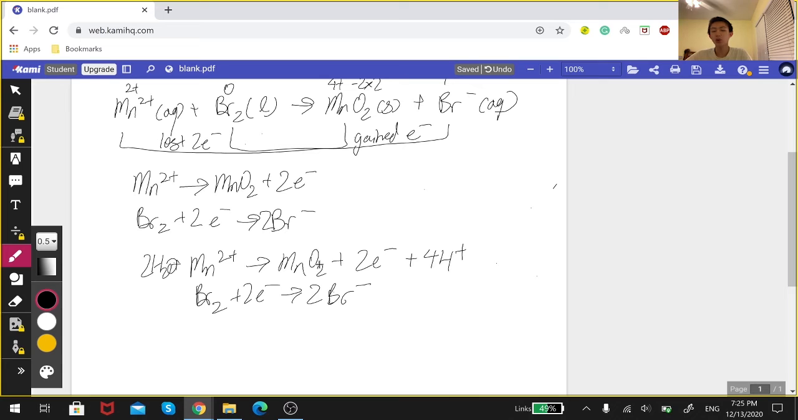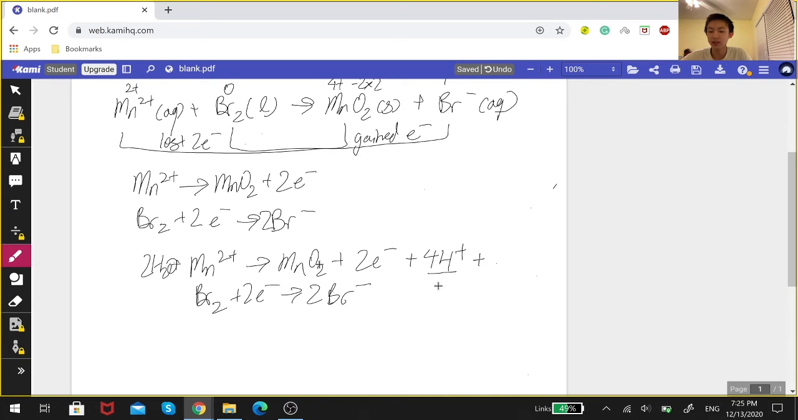Now, this is all we need to do if this is an acidic solution. But no, we want a basic solution. Basic needs OH minuses to make it basic. So we're going to add OHs on both sides. How many are we going to add? We're going to add enough to neutralize these 4 H pluses. So to match 4 H pluses, we need to add 4 OH minuses, and do that on both sides because you want it to balance. What you add on the left side has to be added on the right side as well.